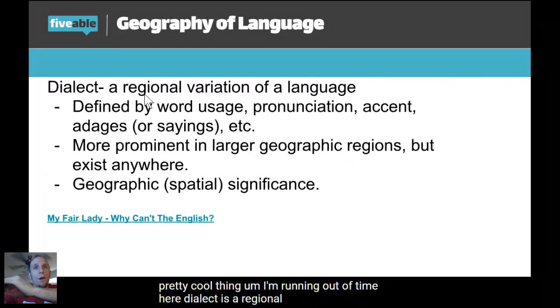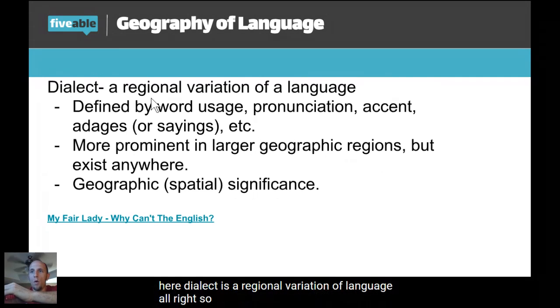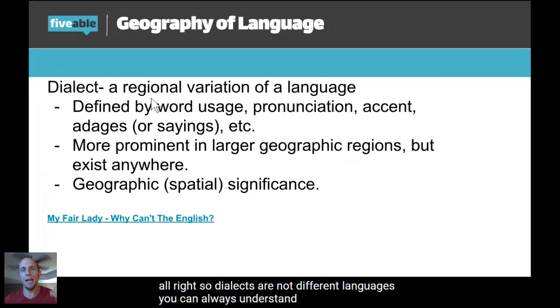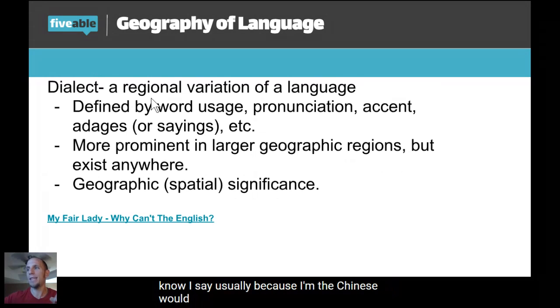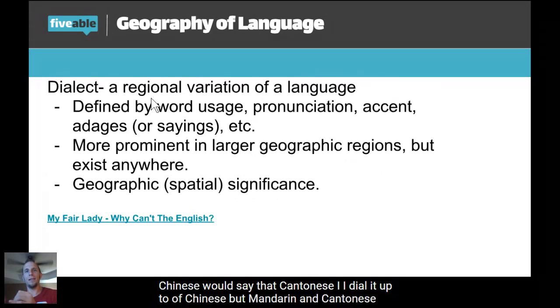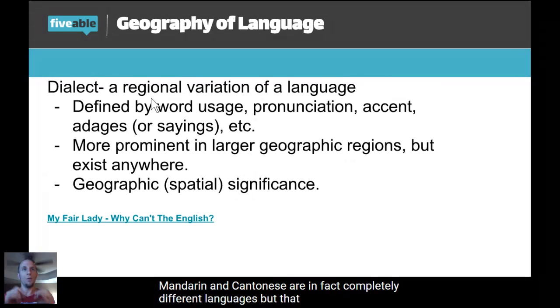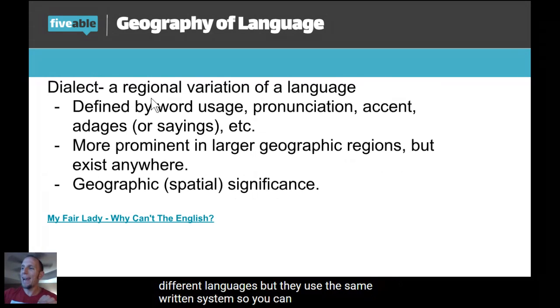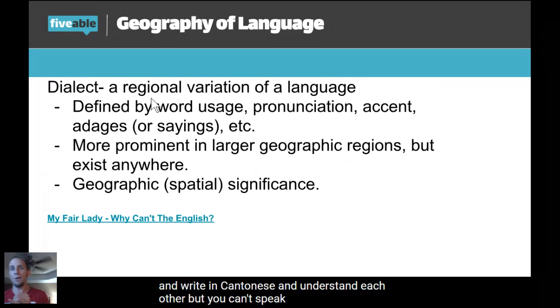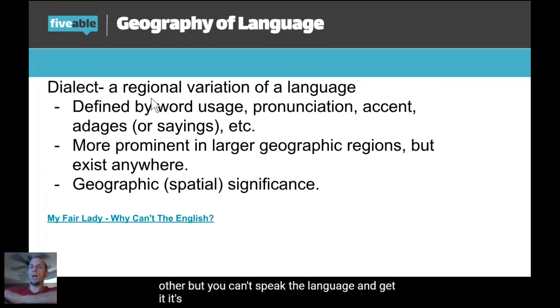Dialect is a regional variation of a language. So dialects are not different languages. You can always understand a dialect, usually. I say usually because the Chinese would say that Cantonese is a dialect of Chinese, but Mandarin and Cantonese are in fact completely different languages, but they use the same written system. So you can write in Mandarin and write in Cantonese and understand each other, but you can't speak the language and get it. It's weird how that works, but it just is.